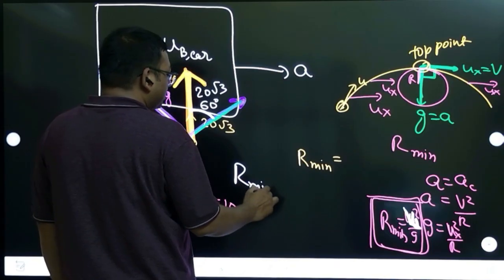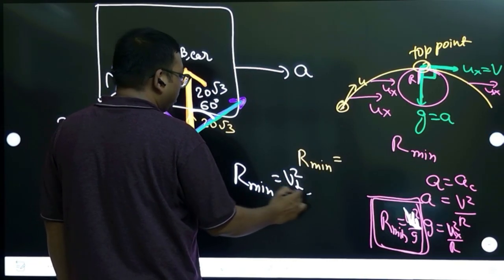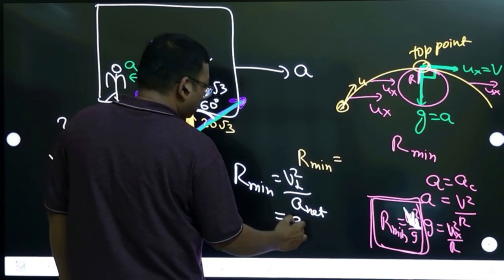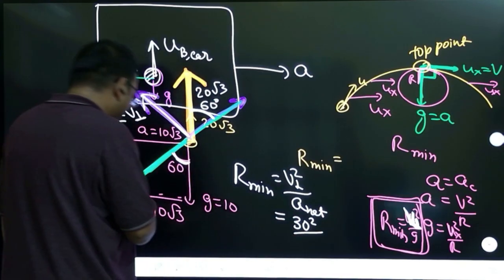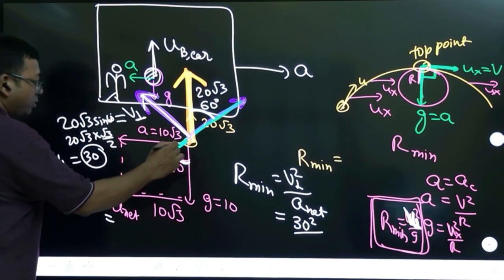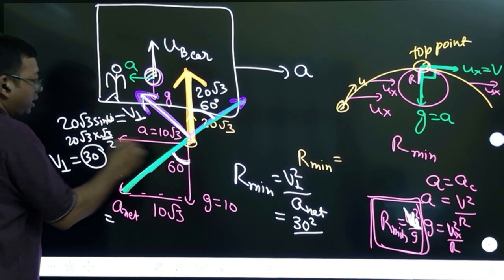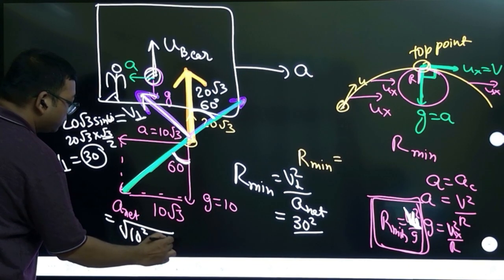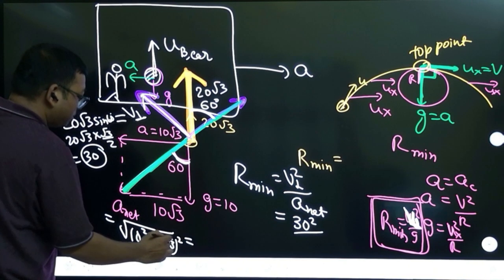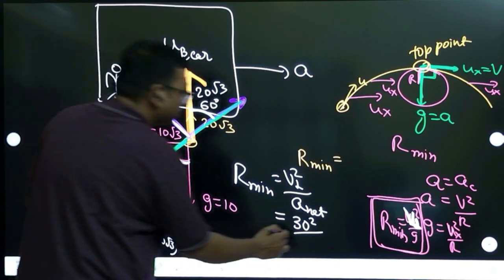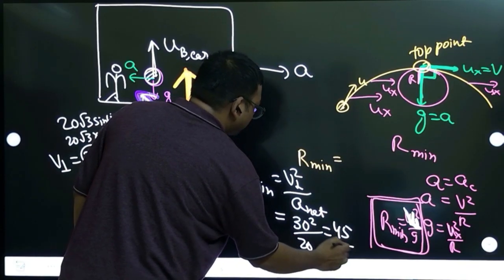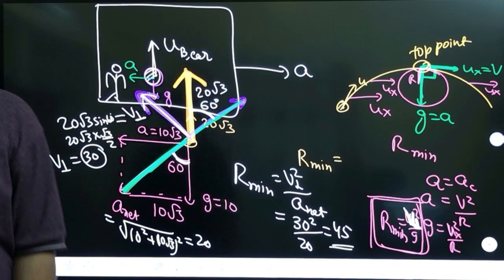Minimum radius is v perpendicular square by net acceleration. V perpendicular is 30 square, and net acceleration you have to calculate from here, because this is 10 and this is 10 root 3. So root under 10 square plus 10 root 3 whole square, that becomes 20. So from here 900 by 20, 45 comes. That is the answer. Clear?